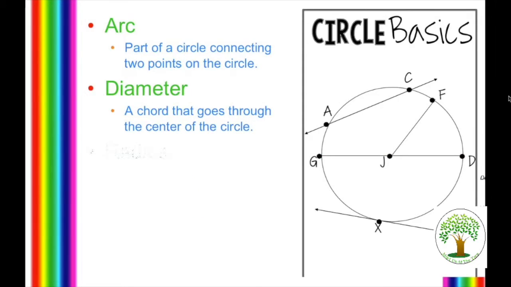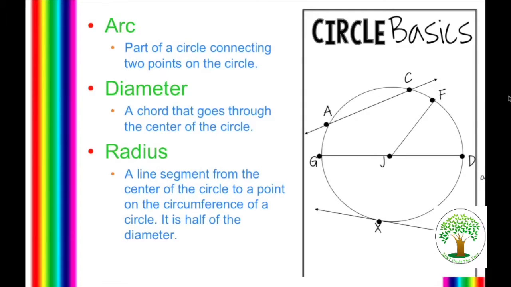All right, the next one is radius. JF. I heard JF. JF is a radius. The radius is the line segment from the center of the circle to a point on the circumference of a circle. If it's from the center of the circle, would we list the center of the circle first? There isn't a rule about that. I want you to note, though, that it's half the diameter.